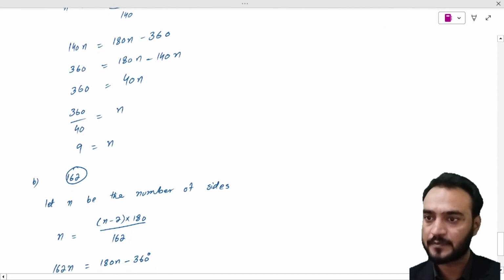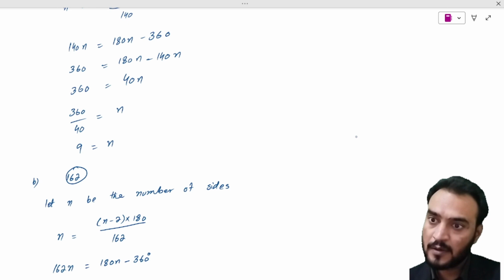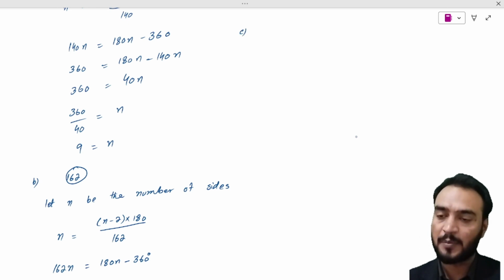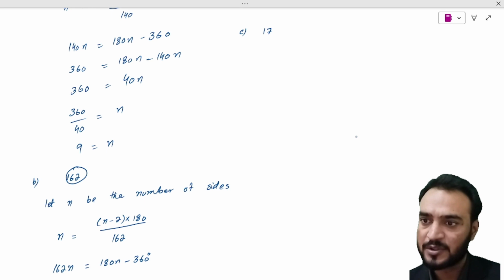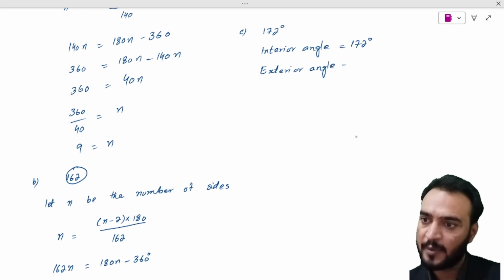And part C is 172 degrees. I will solve part C by using another method. The interior angle is equal to 172 degrees. The exterior angle will be obtained by subtracting the interior angle 172 from 180. 180 minus 172 degrees, the exterior angle is equal to 8 degrees.